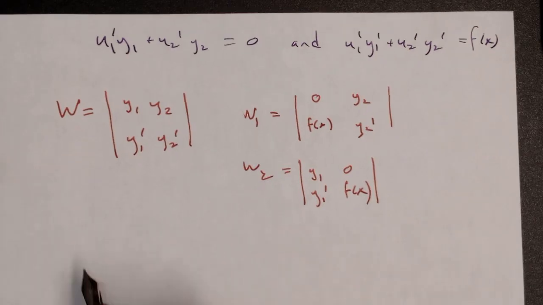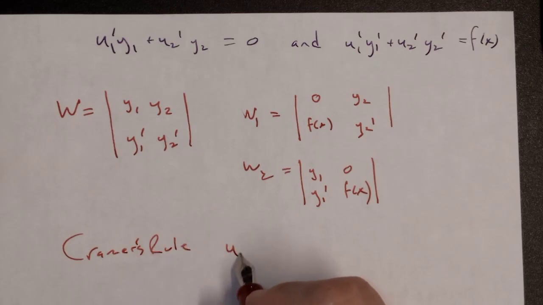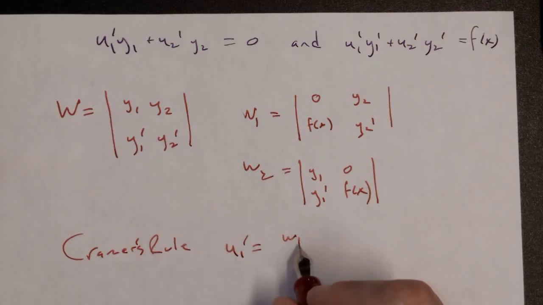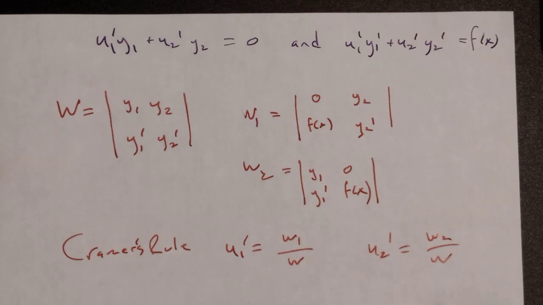Cramer's rule tells me that u1 prime is W1 over W, and u2 prime is W2 over W. That's u1 prime and u2 prime. I can now get u1 and u2. I can integrate and get u1 and u2. Son of a, it works!